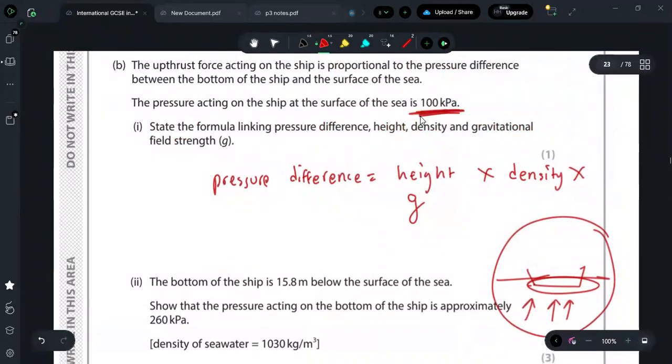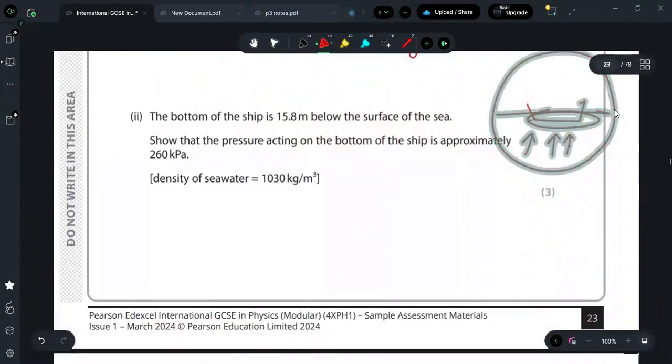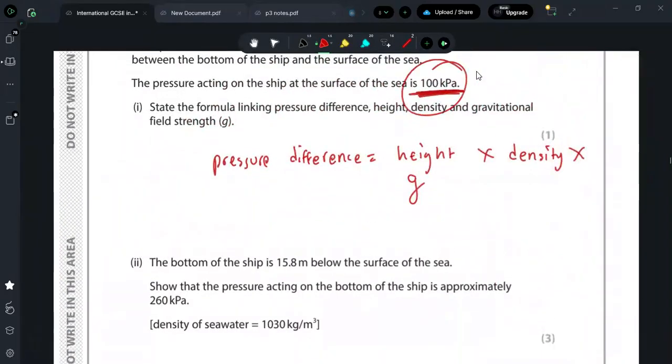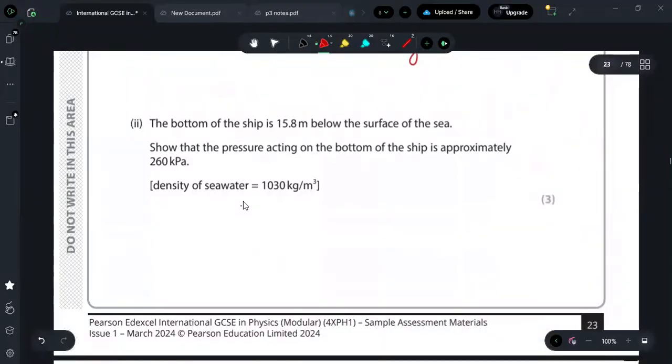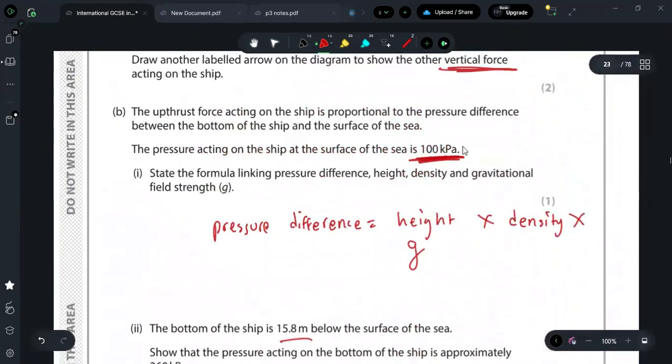Now this is one pressure that is acting on it. There is another pressure which is from the liquid. We are going to find how much pressure the liquid is giving it, and then add that pressure to this pressure. We know the formula is pressure equals rho g h. Rho means density, which is 1030, times g which is 10, times height which is 15.8. This should give you 162,740 pascal.